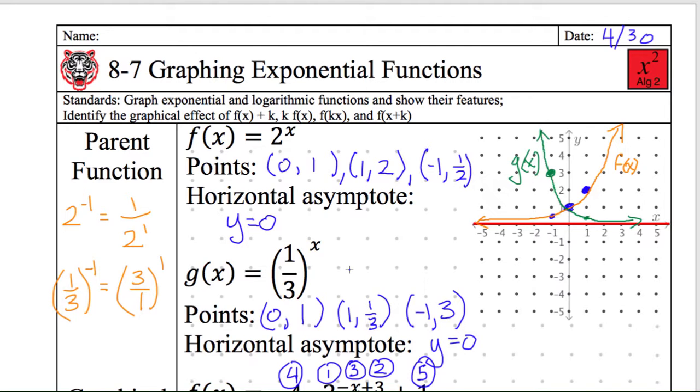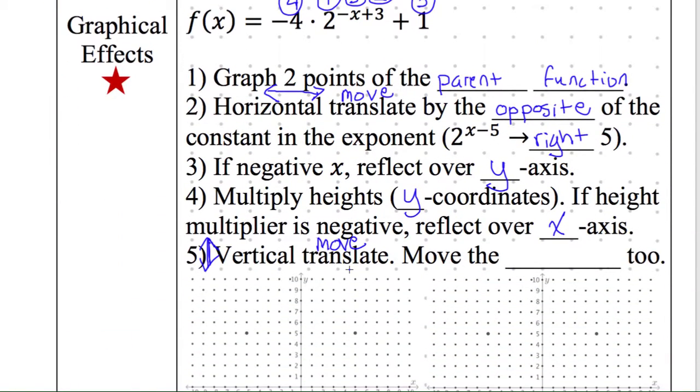So if it was +1, then this will shift up to 1. It's not reverse or anything, it's just straightforward. If it's minus 3, it goes down 3. Okay, that makes sense. That's the last step. So move the asymptote too.